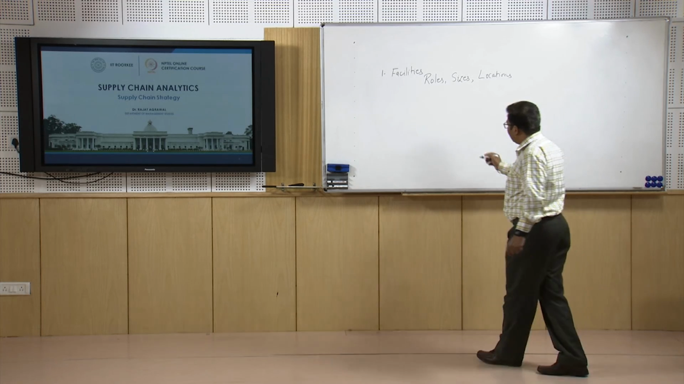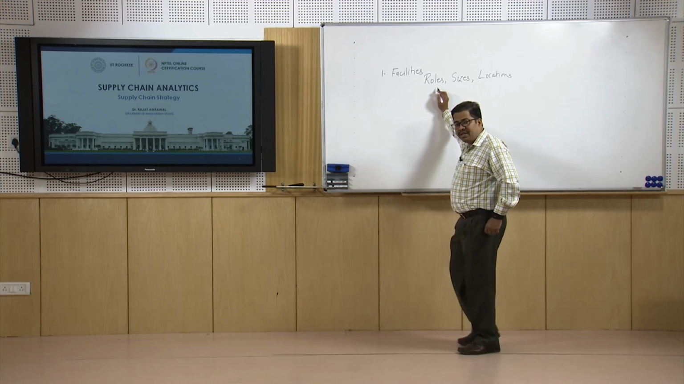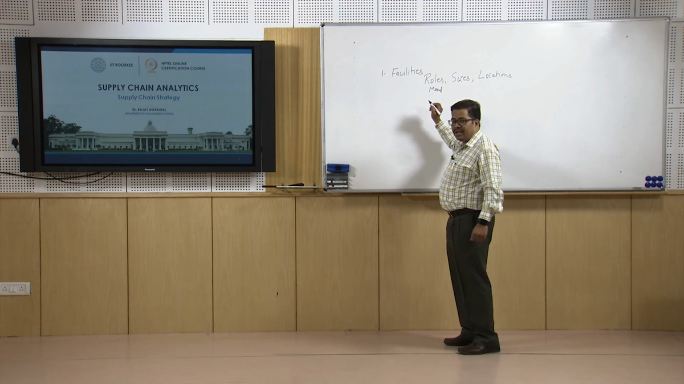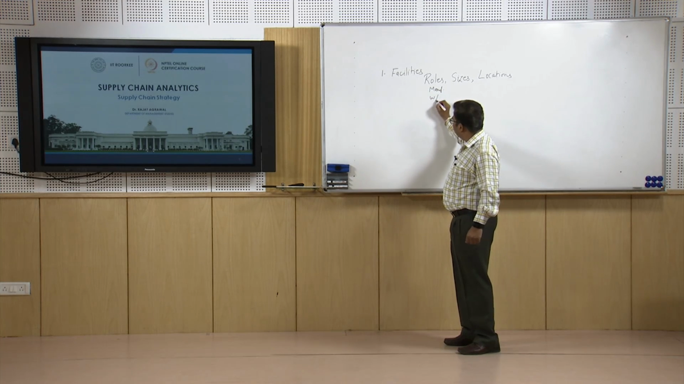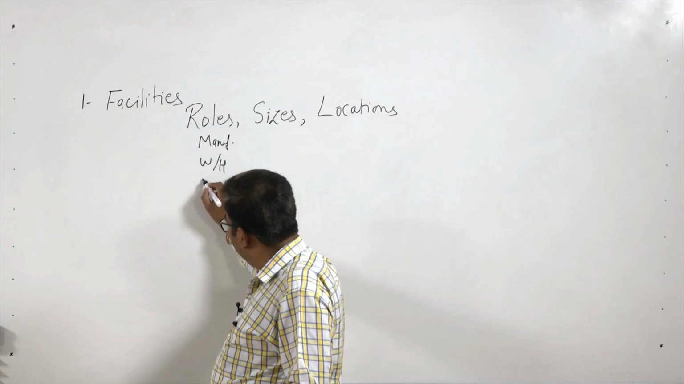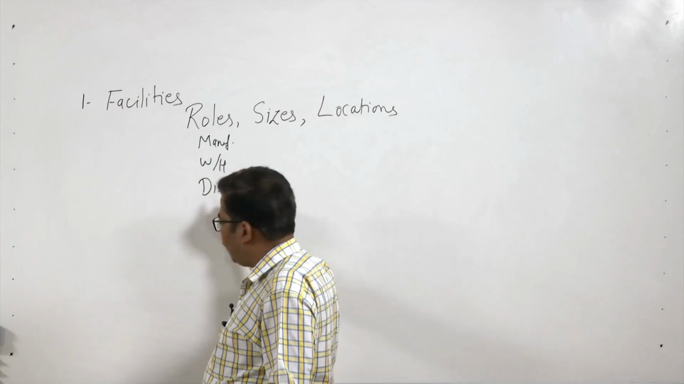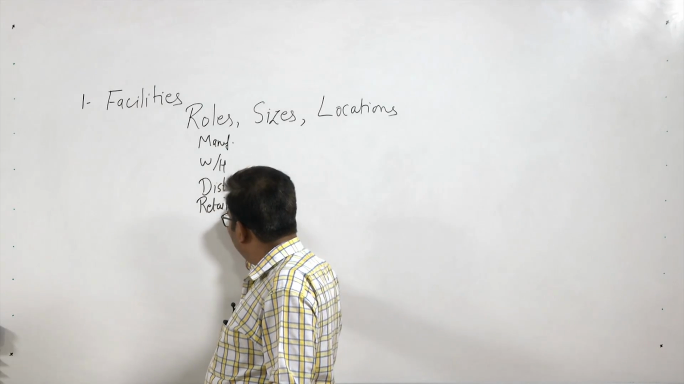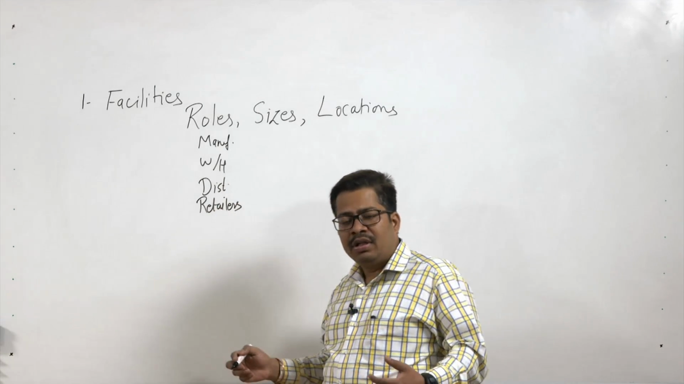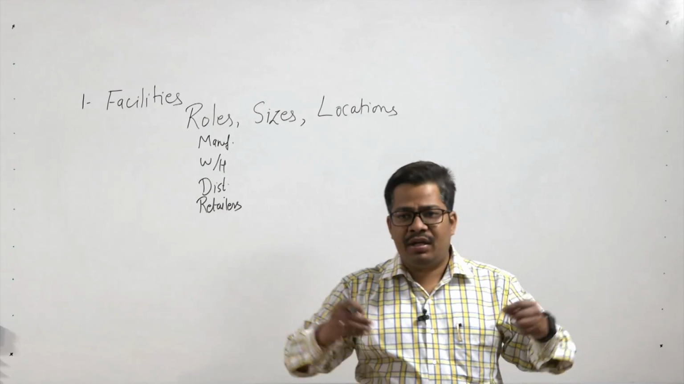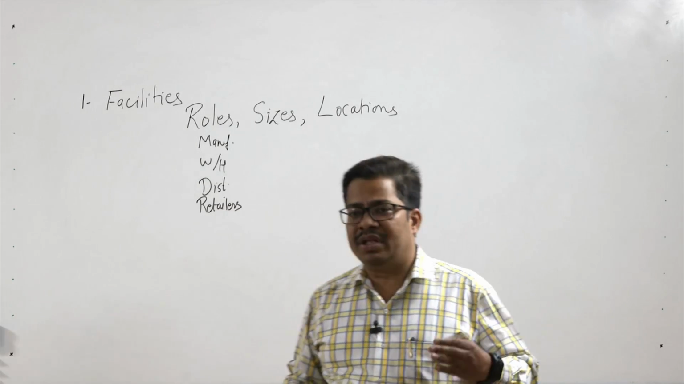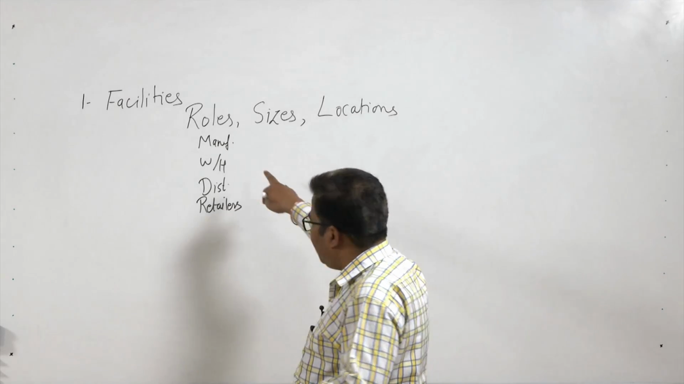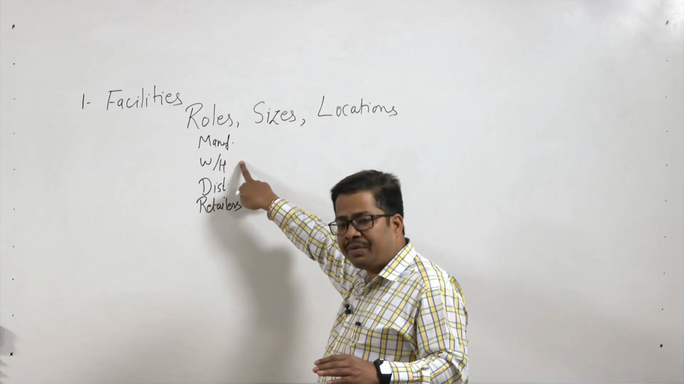that is, whether my supply chain facility is a manufacturing facility, a warehouse, a distributor, or a retailer. These are the different roles my facilities may play, and I need to see what the number of these facilities should be, how many manufacturing locations I require.